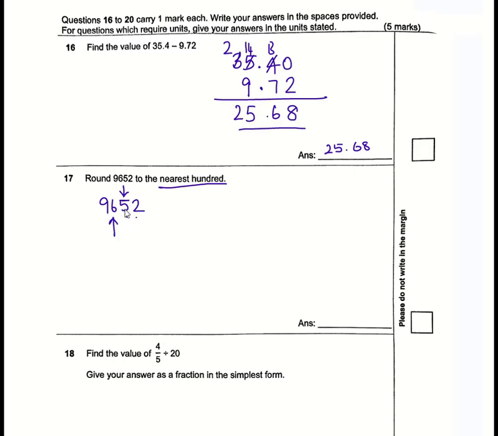Now, if this number is equal to or greater than 5, then what do we do? We add 1 to this number in the hundreds position. So in this case, 6 becomes 7. Because this number here is 5, which is what we wanted. Like if it is 5 or greater than 5, we add 1 to the number here, 7. And then because after you do this, there is no need for these two, so we just replace them with 0. So the answer has to be 9700.